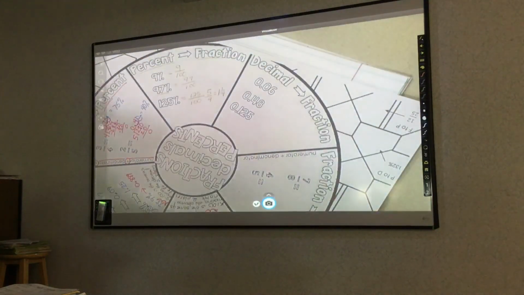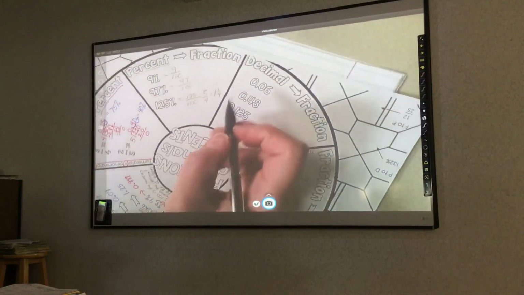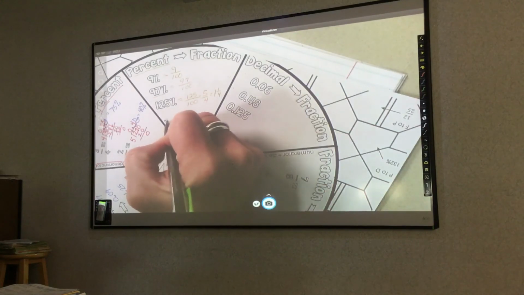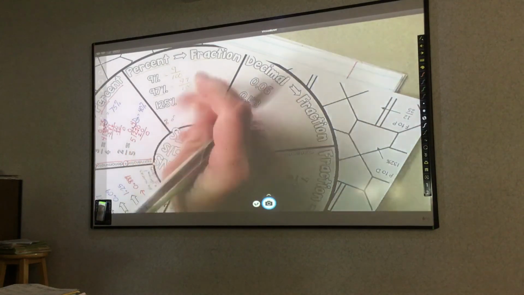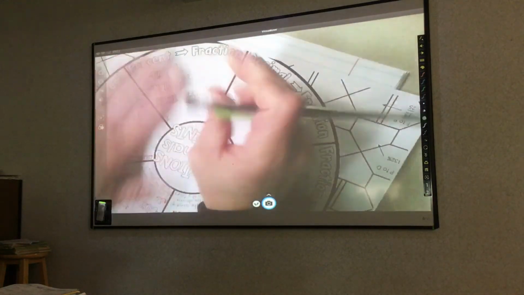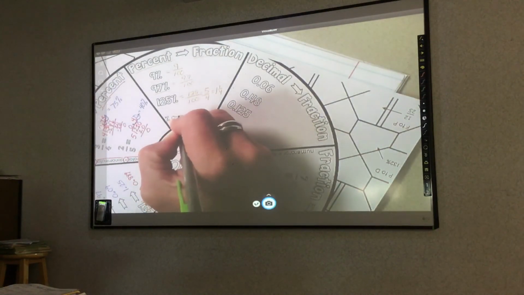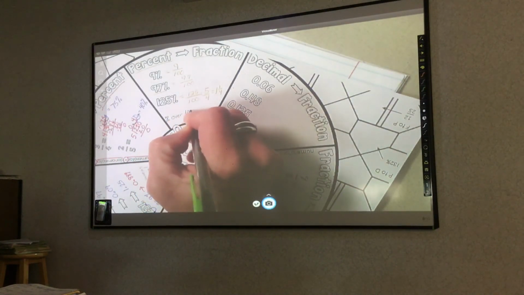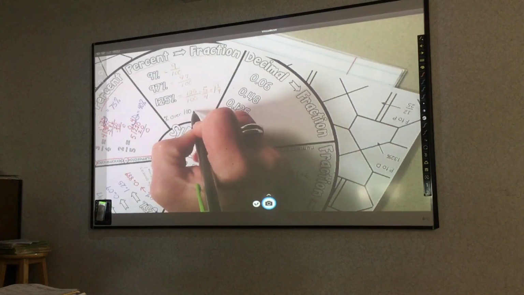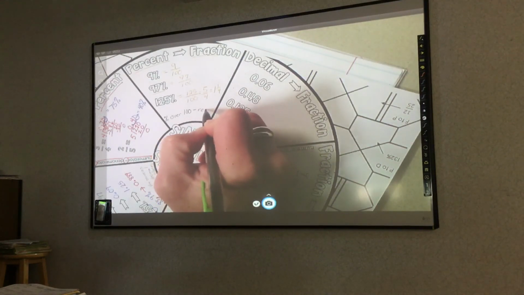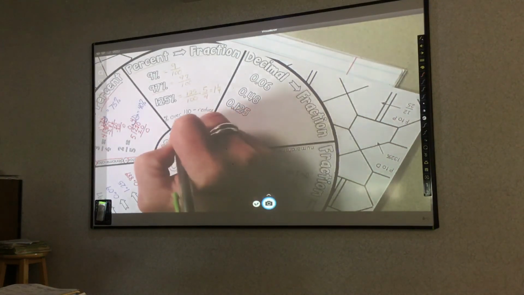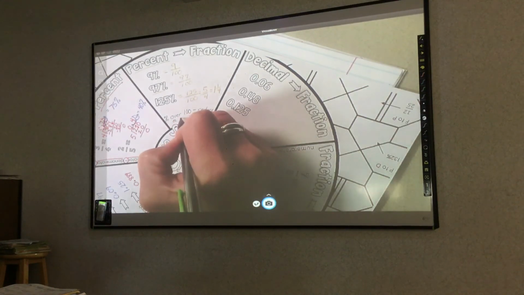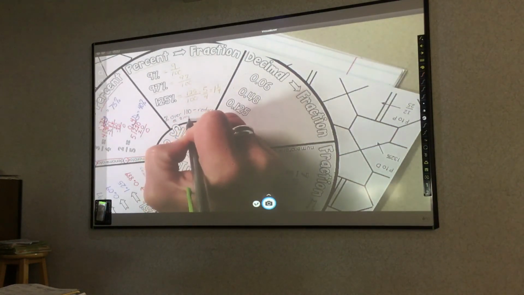So for our notes here, we want to say, you put the percent over 100. And then reduce. Or instead of saying reduce, we say simplify.